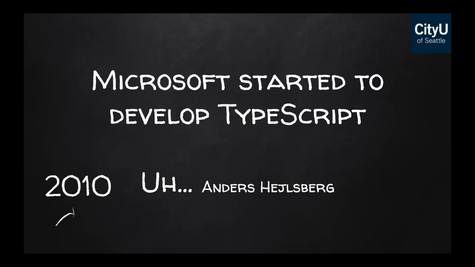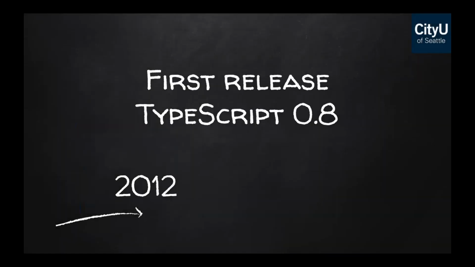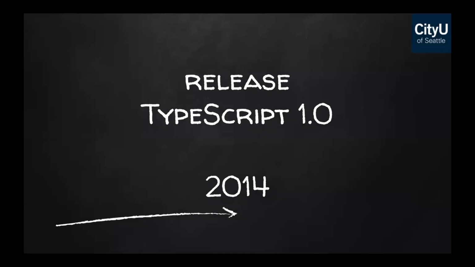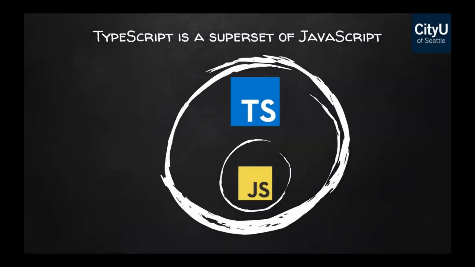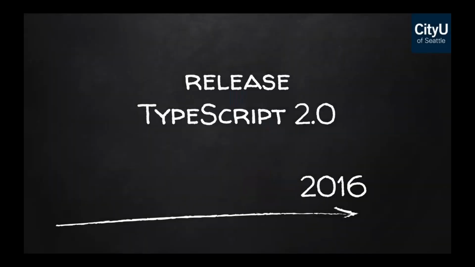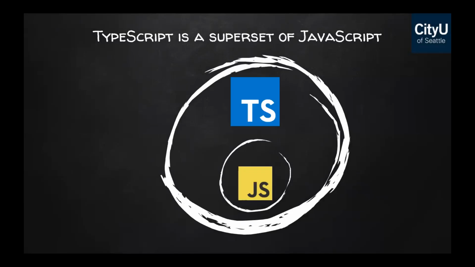Quick history, Microsoft started to develop TypeScript in 2010. The name of that person is Anders. He is also the lead architect of C#. Okay, so that's why one of the focuses was object orientation. Next, the first release was 2012. The 1.0 release was 2014. 2.0 is 2016. And that's it, and now it's today. I think we're on 3 something or 4.